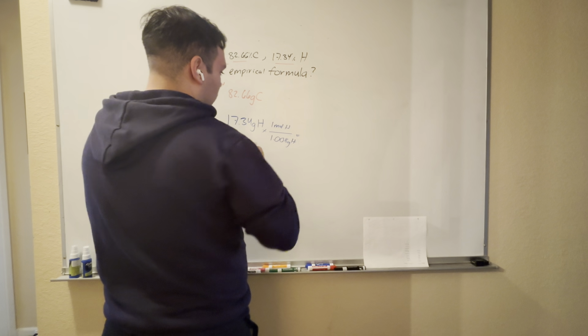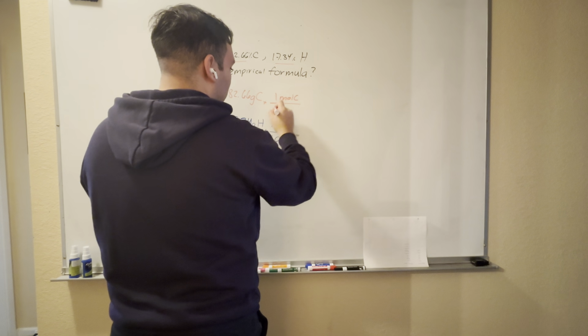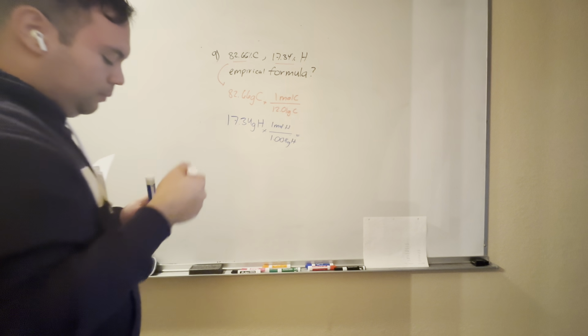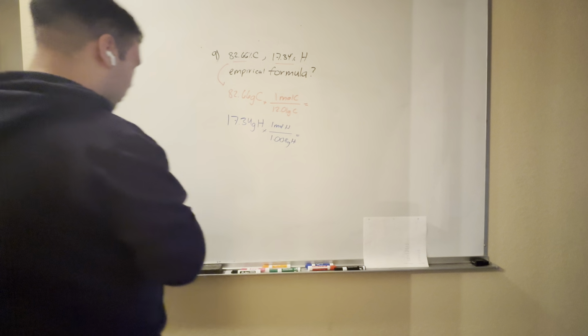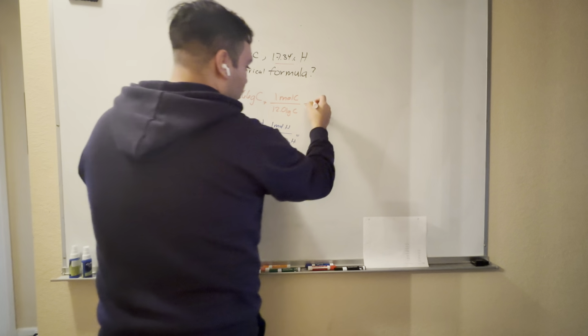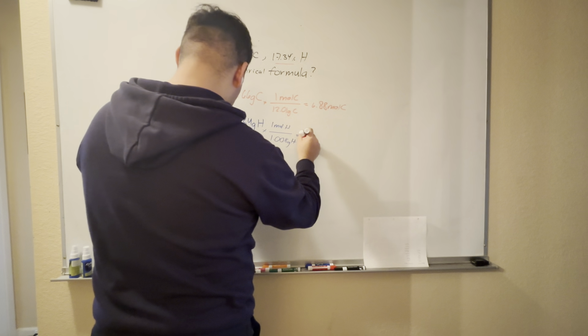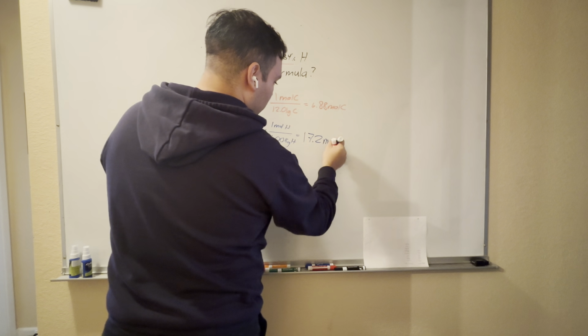Same thing for carbon. In 1 mole of carbon, there's 12.01 grams of carbon. We're going to get an answer here. The answer for carbon is 6.88 moles of carbon. And then for hydrogen, it's 17.2 moles of hydrogen.